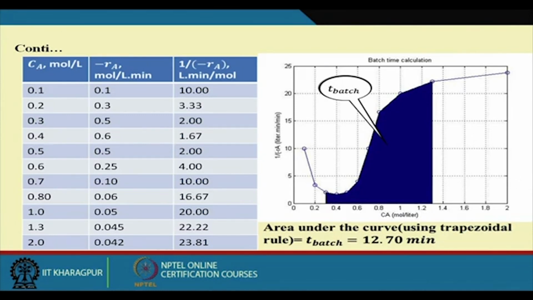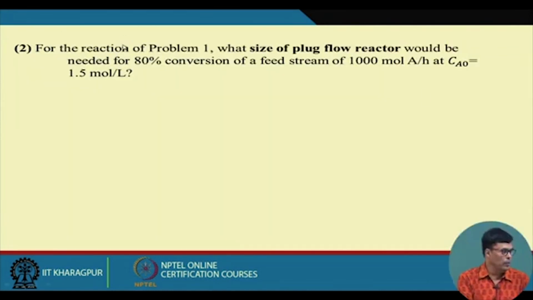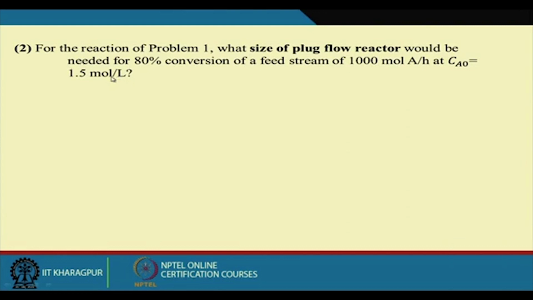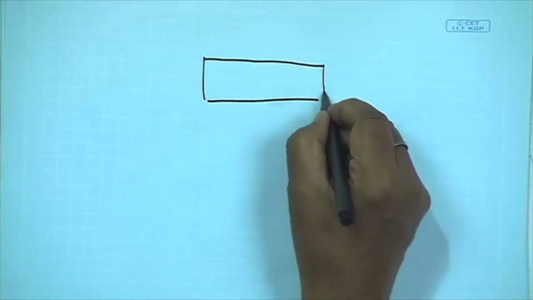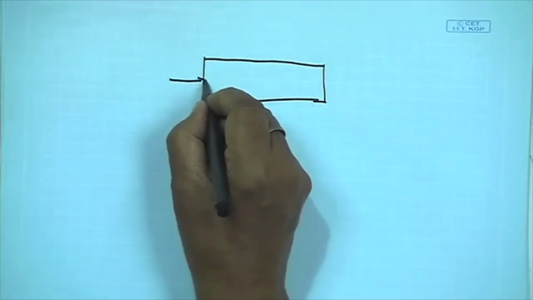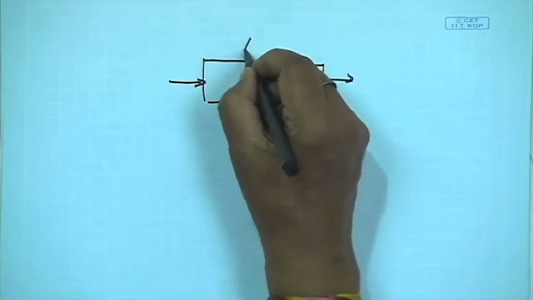Now the next problem, for the reaction of problem 1: what size of plug flow reactor would be needed for 80% conversion of a feed stream of 1000 moles of A per hour, with CA0 equal to 1.5 moles per liter? So this is a plug flow reactor. What is the nature of the plug flow reactor? It looks like this. This is the plug flow reactor.